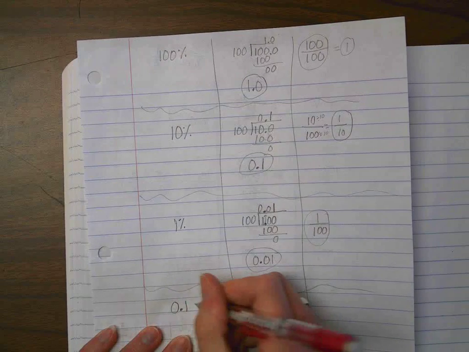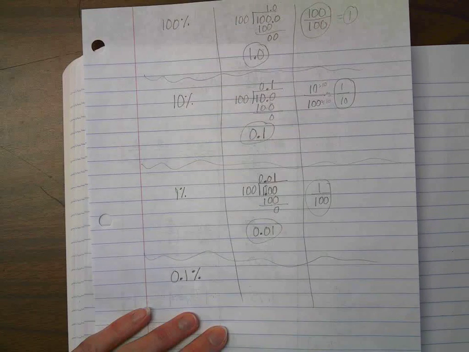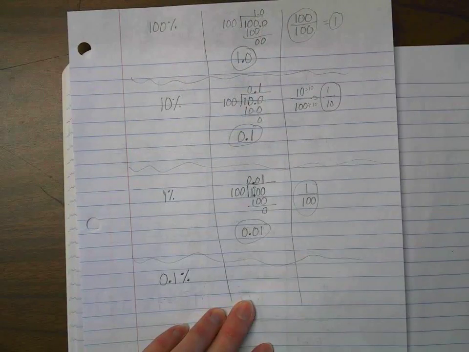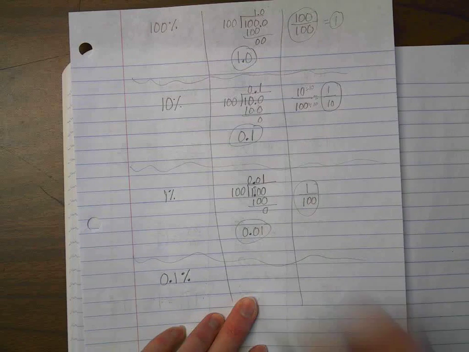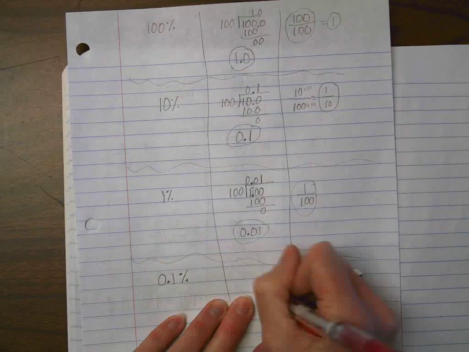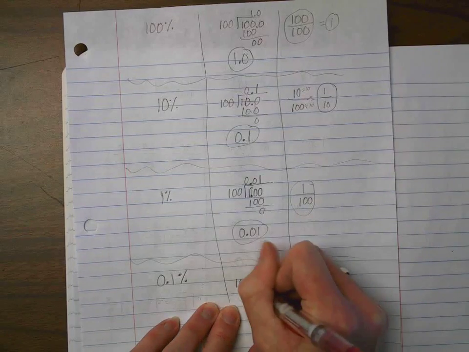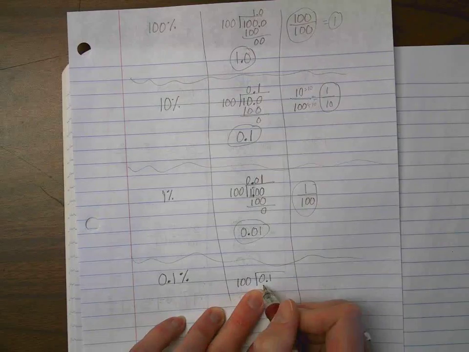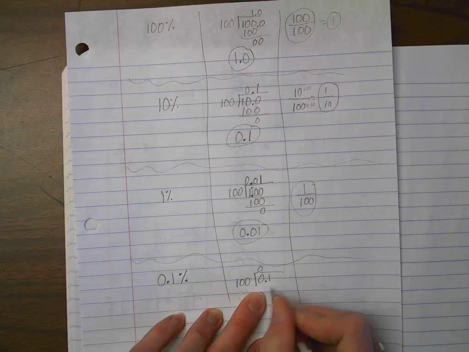What if we were given 0.1%? Ooh, these are getting harder, guys. Okay, so it says that you're supposed to take the number that you have and divide it by 100. So we're going to take that number, 0.1, and put it in the house and divide it by 100. Can 100 go into 0 evenly? No.